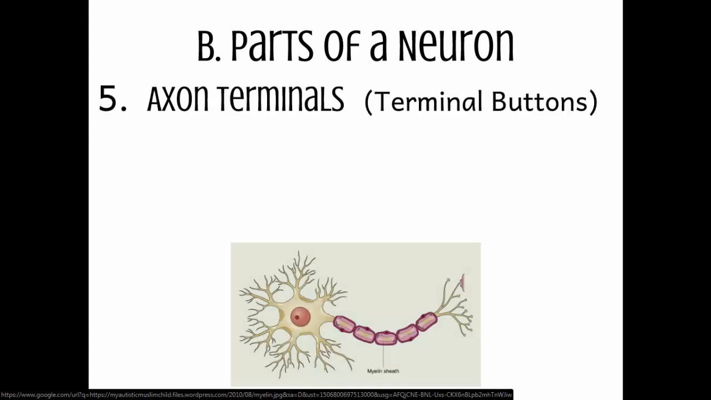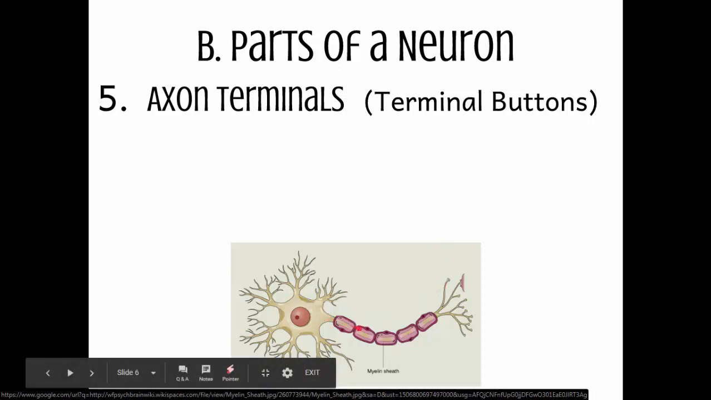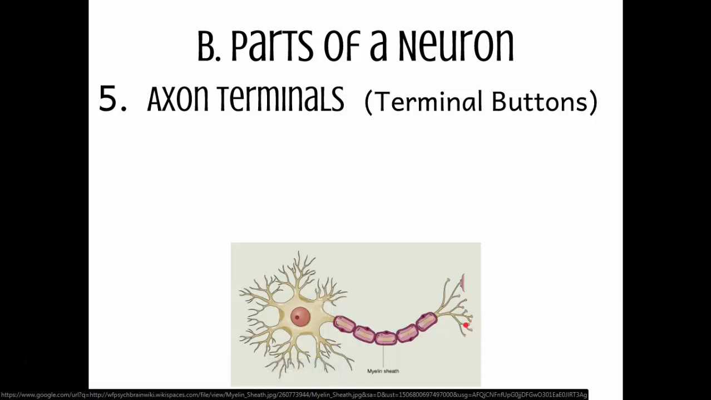Some other parts: the axon terminals. Now, the axon terminals are out here. Remember, the tail of the neuron is called the axon. So the terminals are out here, and there are these little buttons at the end of each one of these little axon terminals. They come out from the axon, and we also sometimes call them terminal buttons.